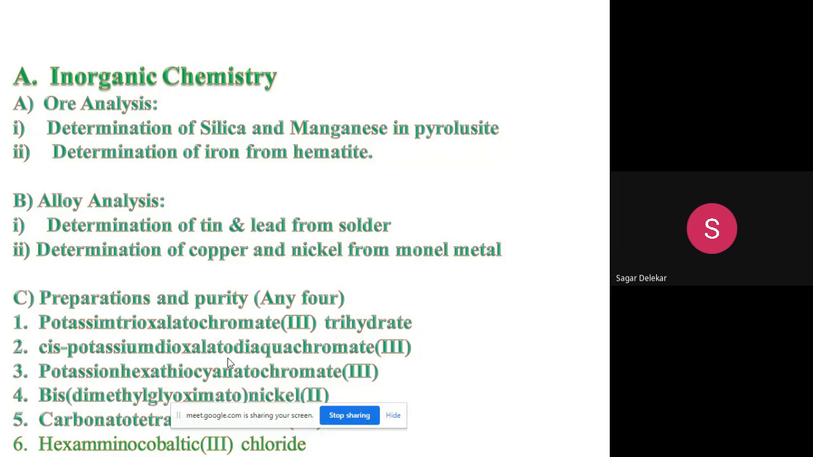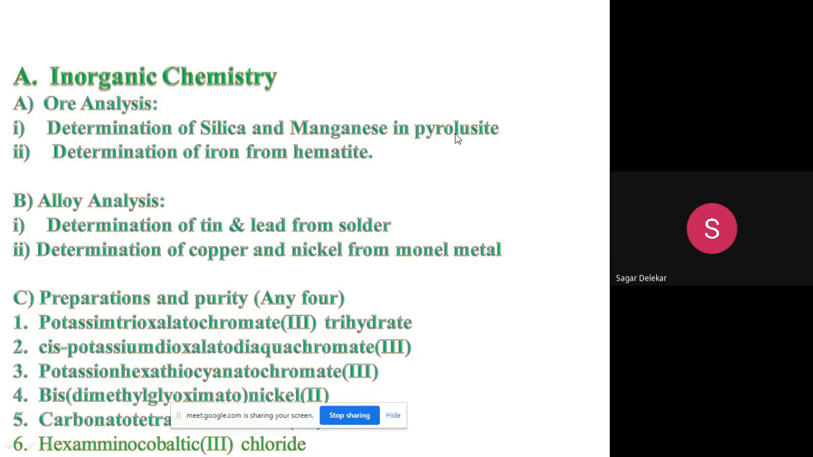So here, you know that ore is a naturally occurring mineral from which metals are extracted economically or cheaply. Pyrolusite is the ore from which one can extract manganese. So basically, this is the pyrolusite ore. You want to estimate the amount of silica and manganese present in this one. For that, the first important step is opening of the ore.